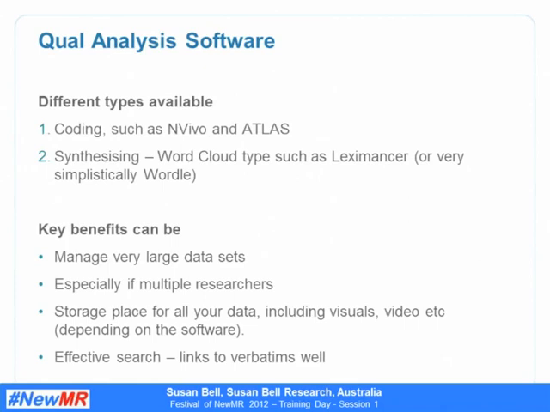The coding type, such as NVivo and Atlas. Atlas has got some other things happening there, but you go through and you identify pretty much everything. There's no point in doing it unless you do it really, really thoroughly, I think, and identify everything that everybody said and make supercodes out of smaller codes and themes out of supercodes and so on. It's time consuming, but can be invaluable if it's a very large study. Then there is a different type altogether, which I call the word cloud type, that synthesizes straight away.